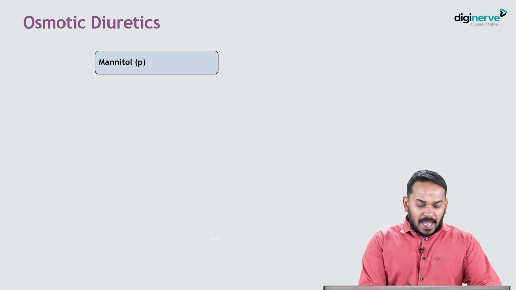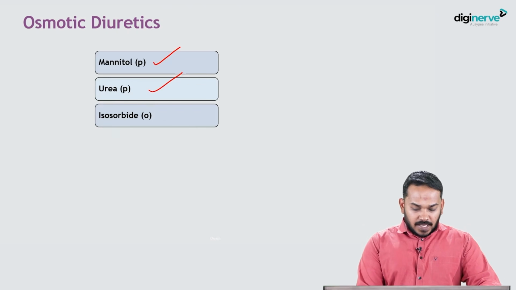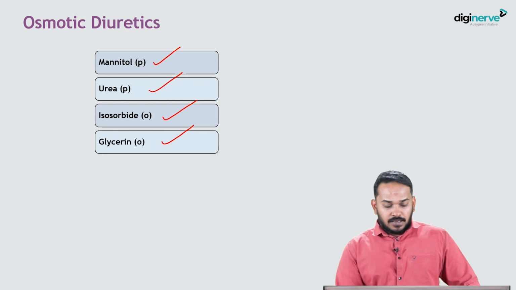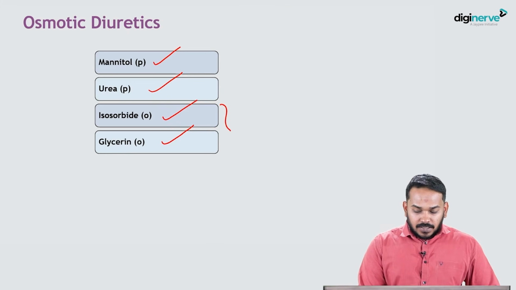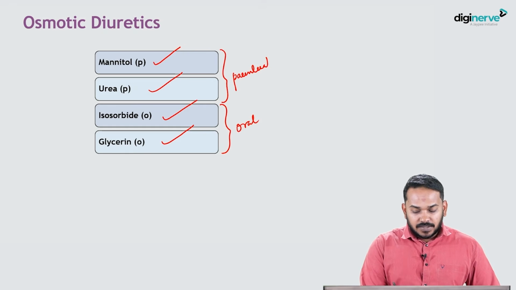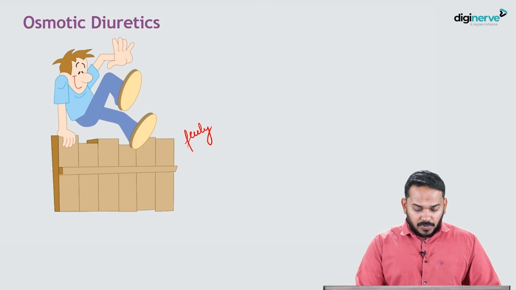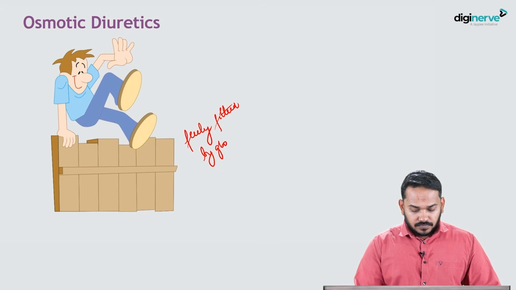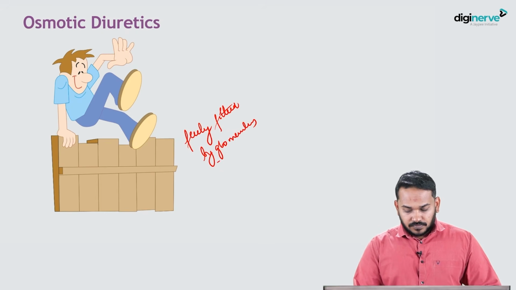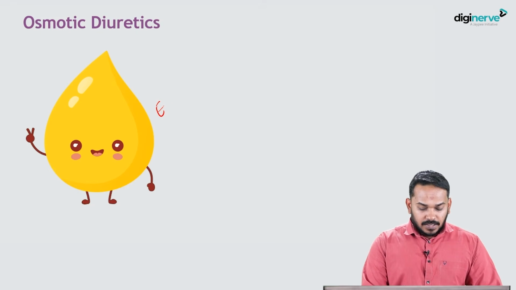Coming to the last group of diuretics, the osmotic diuretics. These include mannitol, urea, isosorbide, and glycerin. Isosorbide and glycerin are available as oral formulations. Mannitol and urea are available as parenteral formulations. These agents are freely filtered by the glomerulus, and they are excreted in urine.